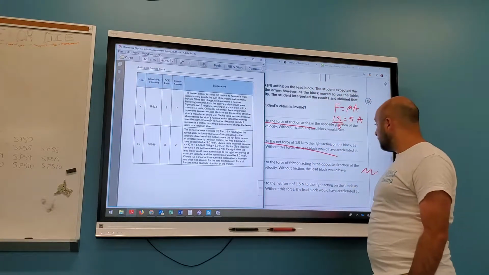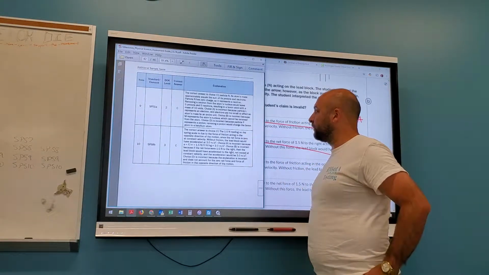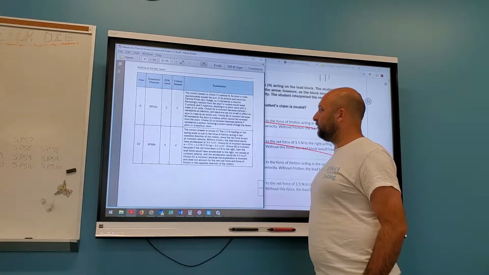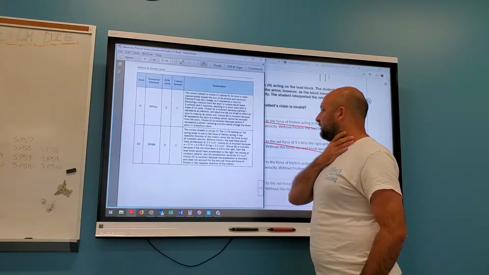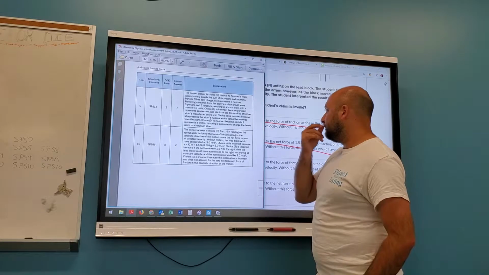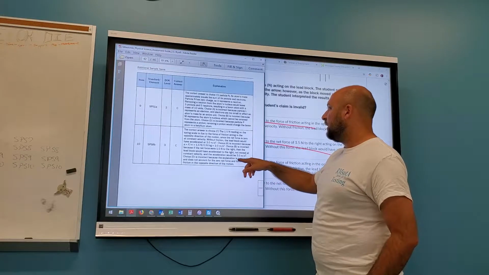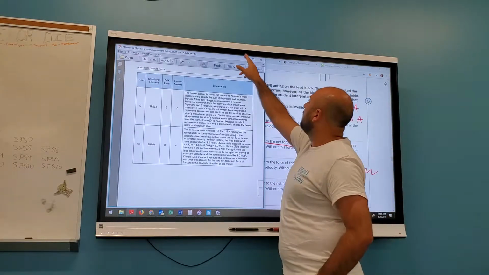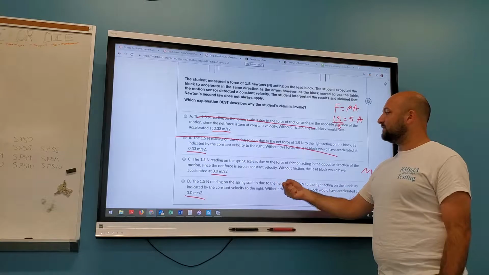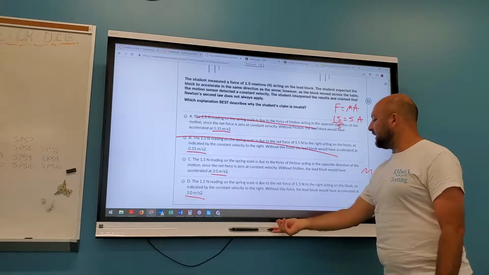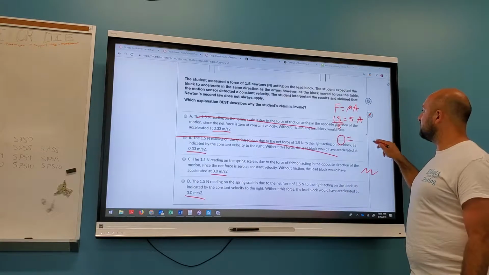All right, the answer choice is C. It says the 1.5 Newton reading on the spring scale is due to the force of friction acting in the opposite direction of the motion, since the net force is 0 at constant velocity. Without friction, the lead block would have accelerated at 3 meters per second squared. A is incorrect because, again, we figured it out, and B is incorrect because of that as well. But D is incorrect because the explanation is incorrect. It does not account for the 0 net force and force of friction in the opposite direction of motion. Okay. So, looking at this really technically, the reason you get a 1.5 reading is because that is the force of friction pulling back. We know the net force here has to be 0 because the acceleration is 0.